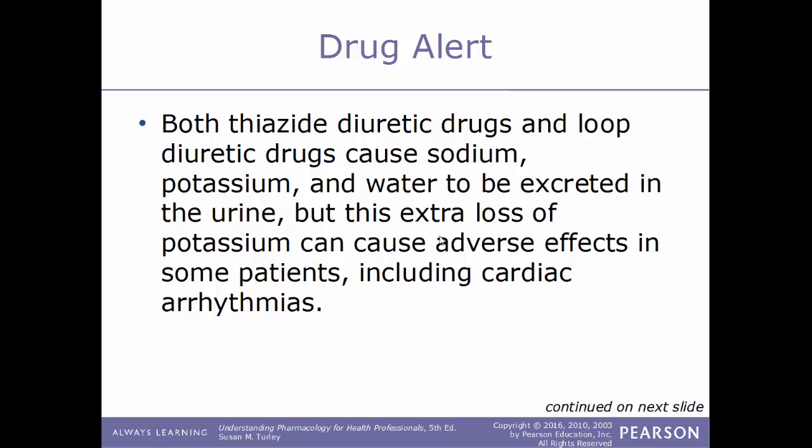Both the thiazides and the loop diuretics can cause sodium and potassium and water to be excreted in the urine, but this extra loss of potassium can have some adverse effects on some patients. And some of these effects can include cardiac arrhythmias.